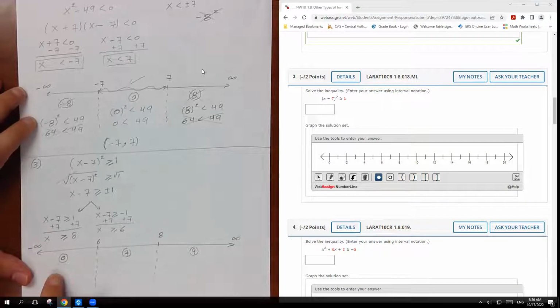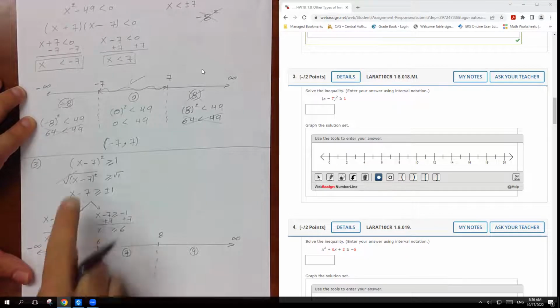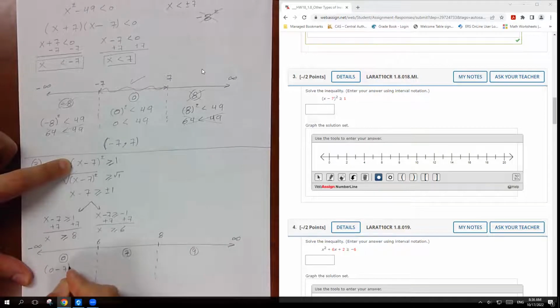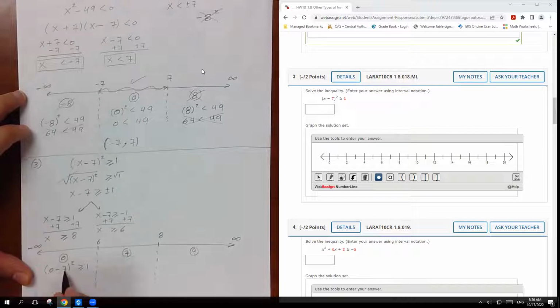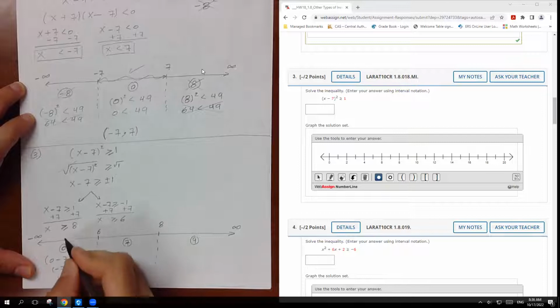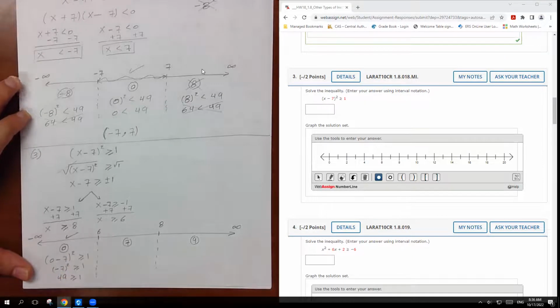Let's plug in the first number here. Plug in the 0 here is going to be 0 minus 7 squared. Is that greater than or equal 1? 0 minus 7 is going to be -7. -7 squared. Is that greater than or equal 1? Yes. Why? Because -7 squared is 49, which is greater than or equal 1. So this is the first right interval from negative infinity to 6.